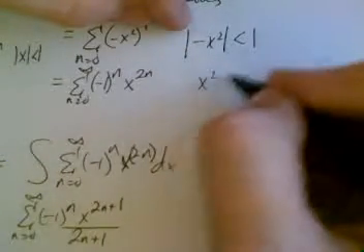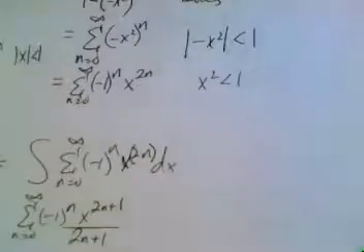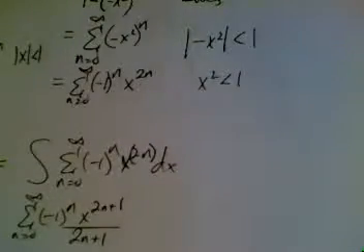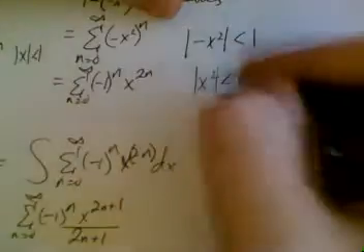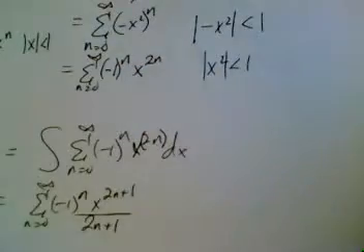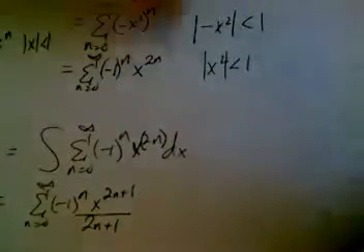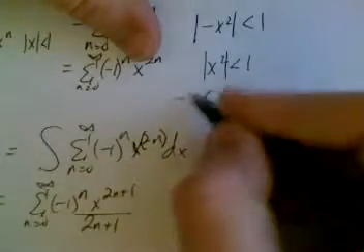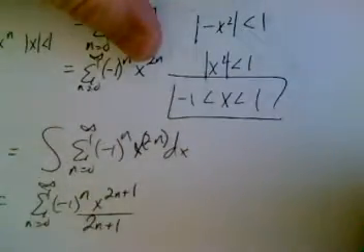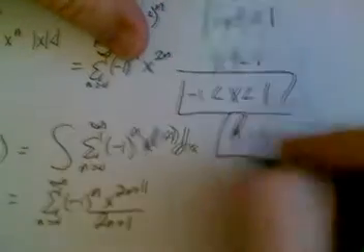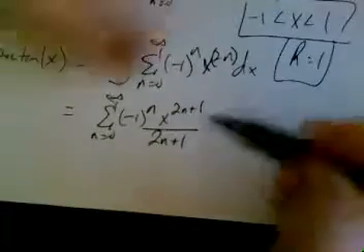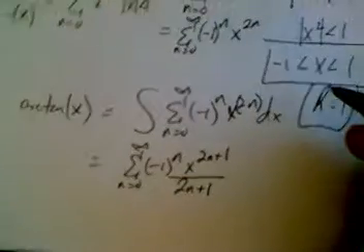I have absolute value of x squared is less than 1. Well, absolute value won't matter because it's technically plus or minus anyways. And taking the square root of both sides isn't going to change anything. So really, that's the interval again, and my radius is 1 again. So this is a convergent power series to arctan on this interval.